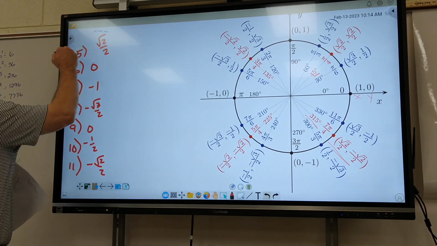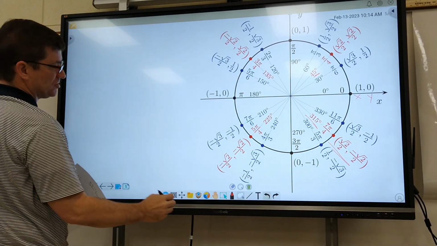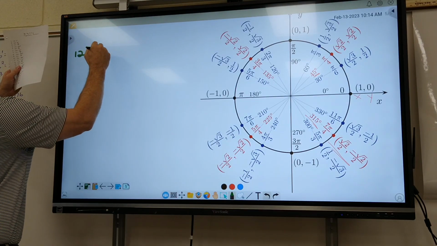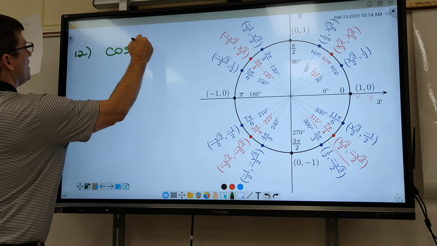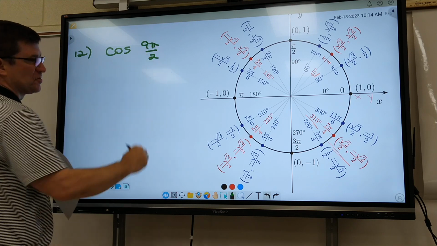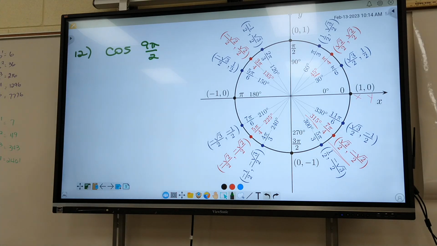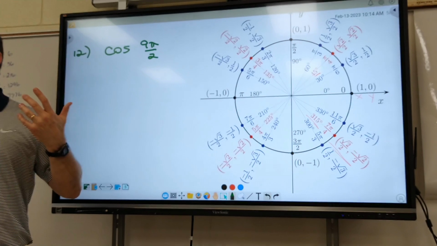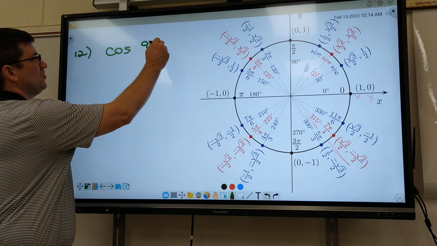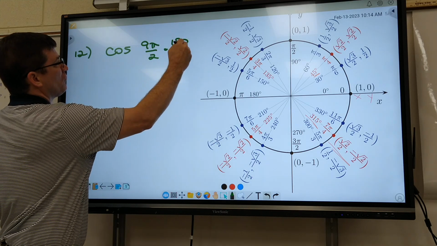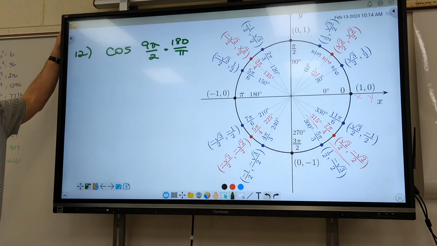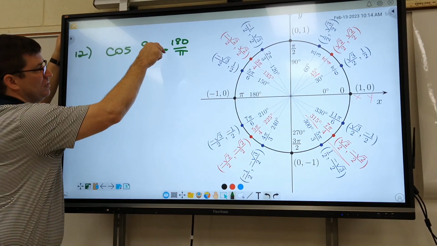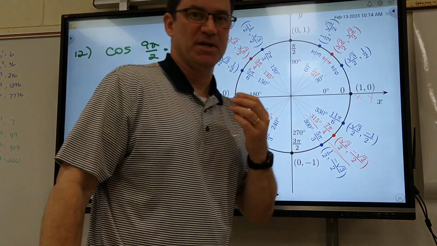All right, 12 is where you're going to have to start using your calculator to do stuff we did Friday. For example, number 12 says cosine of 9 pi over 2. Okay, what's the problem? That's not on the circle. There is no place up there where it says 9 pi over 2. So we have to fix it. What we have to do first is multiply by 180 over pi so we can make it a regular degree number. Taylor, take your calculator, do 9 pi over 2 times 180 over pi. Tell me what you get.